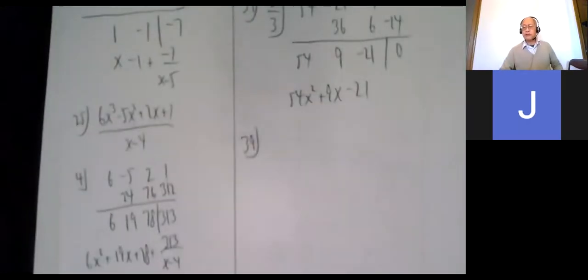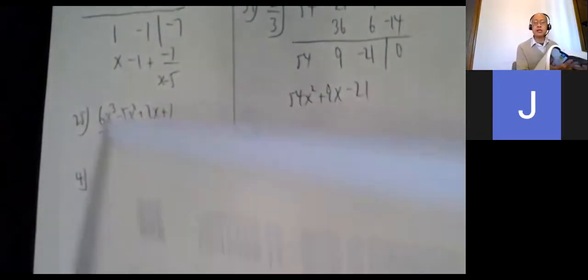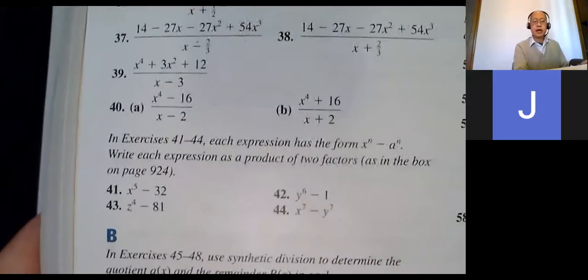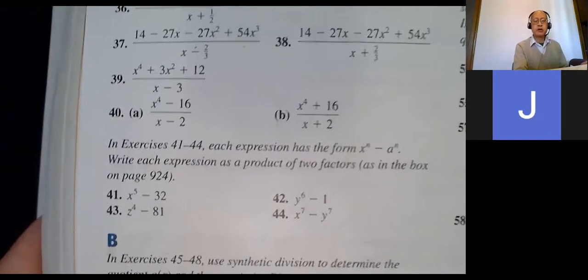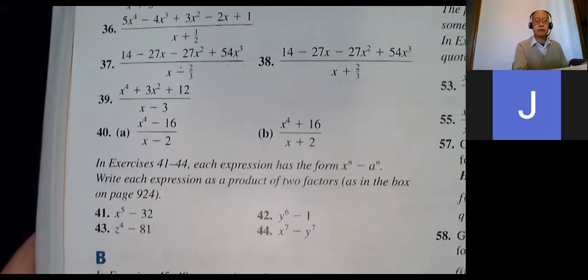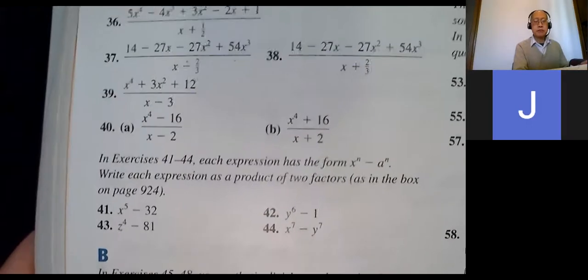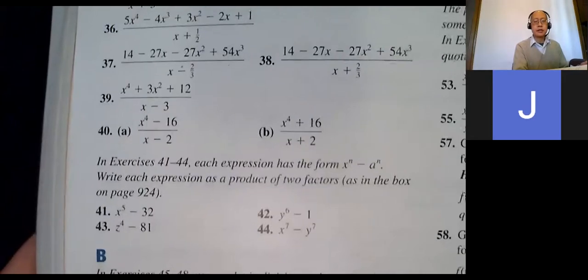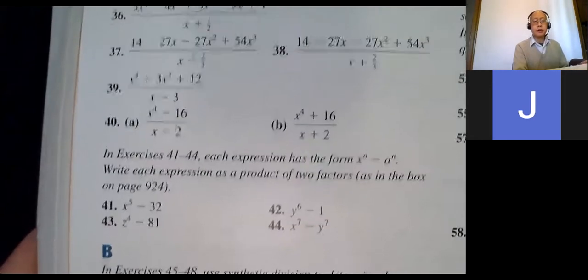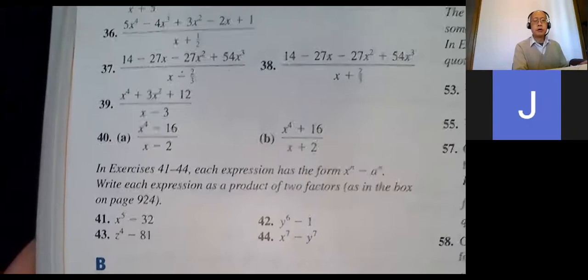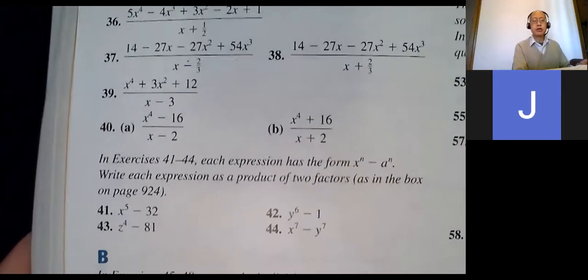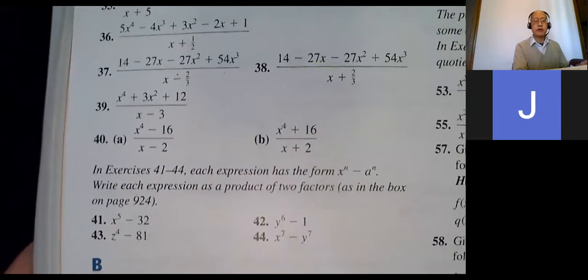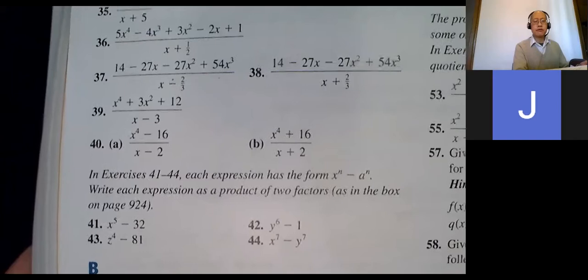Number 39 is the last one, and I'm done, folks. So I'll be done in a few minutes. If anybody has any questions, be ready to bring them up. Otherwise, we're finished. 39, x to the 4th plus 3x squared plus 12. So what's missing? There's no x cubed, count as a 0. There's no x, count as a 0. So I'm going to write 1, 0, 3, 0, 12, right? 1 for x to the 4th, 0 for x cubed, 3 for x squared, 0 for x, and then 12.